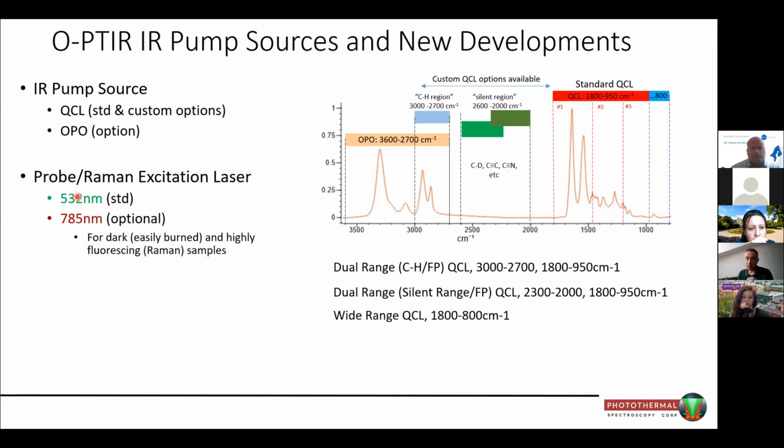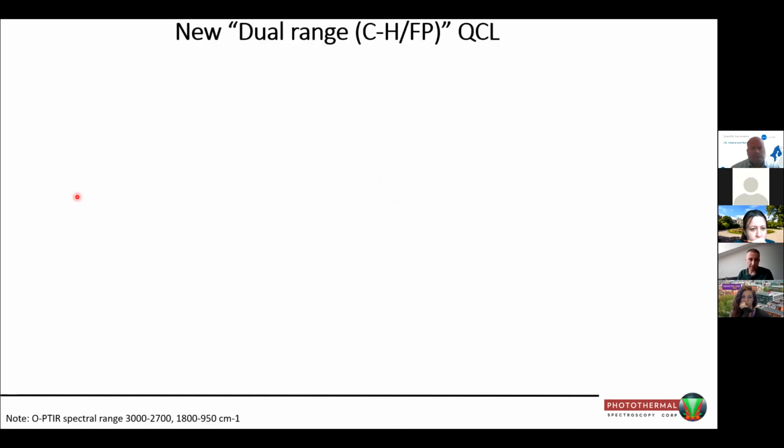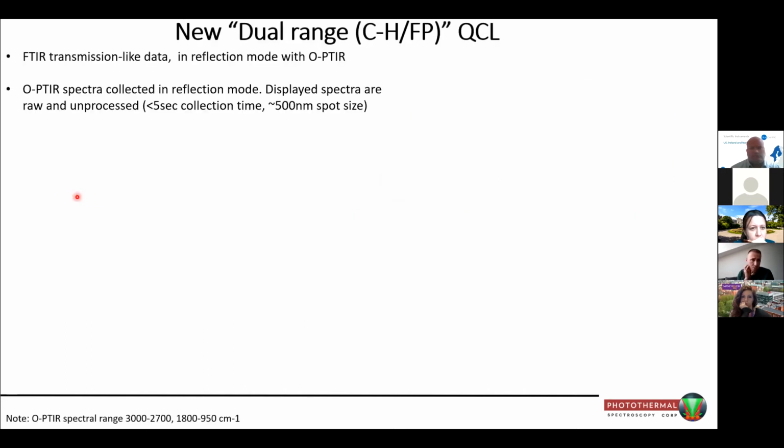Or if you care about fluorescence on the Raman channel, you can opt for the 785. So I'm going to take you through some examples of some data collected off this new CH fingerprint QCL. All of this data has been collected in reflection mode. These are about 5-second collection times from about a 0.5 micron spot. The FTIR reference are all transmission data taken off films that are about 10 microns.